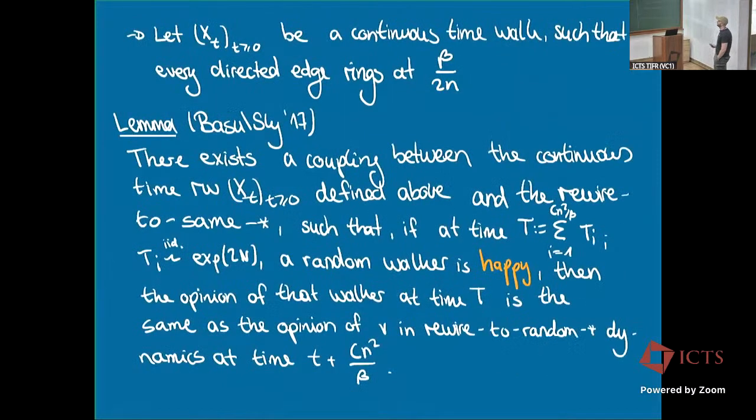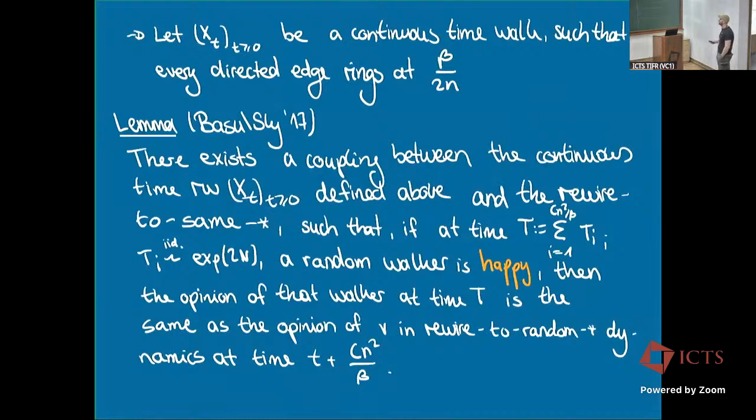And then the dual process that you want to consider is a continuous-time random walk on the graph, such that every directed edge rings at rate beta over 2n. And then there's this result.